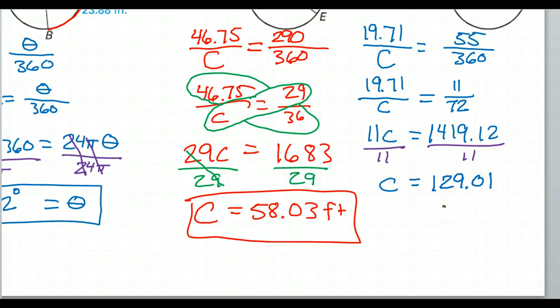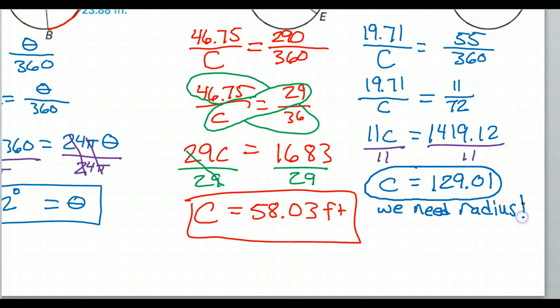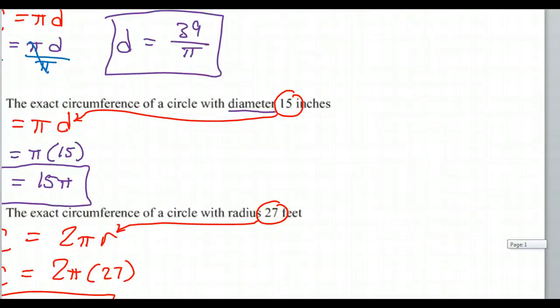129.01. Now, remember, this is not the answer. This is something very useful. I'm going to put a circle around it, but I'm not going to put a box around it, because we need the radius. Okay? Well, we have the circumference, we need the radius. How are we going to do that? Well, the good news is we've already done that.